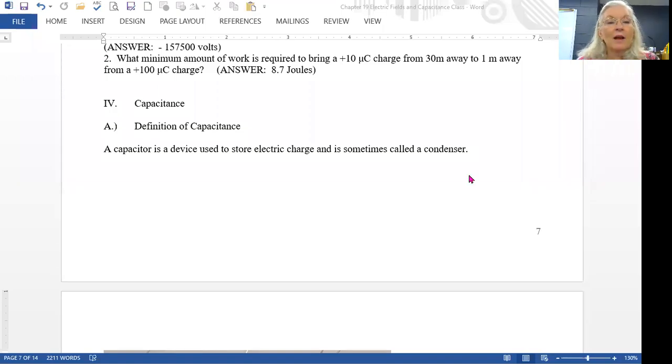Welcome back to chapter 19. We're going to continue. As you can see, we're picking up with section 4, which is on capacitance.